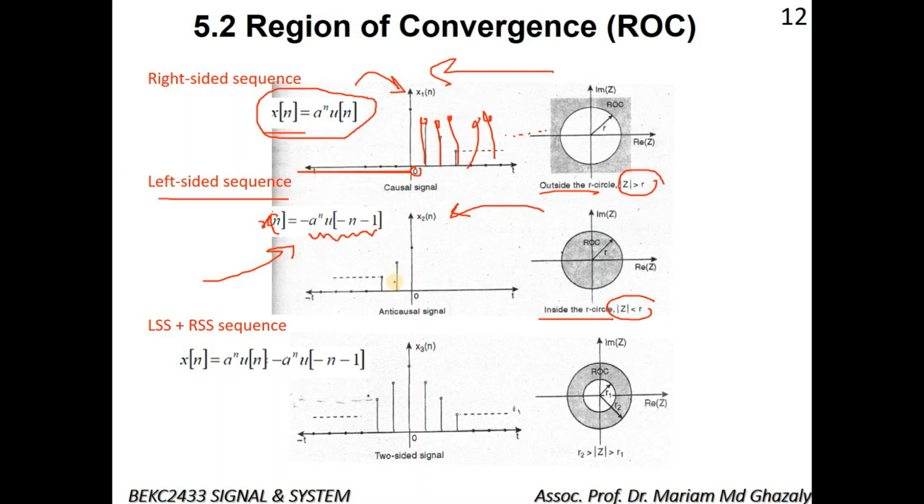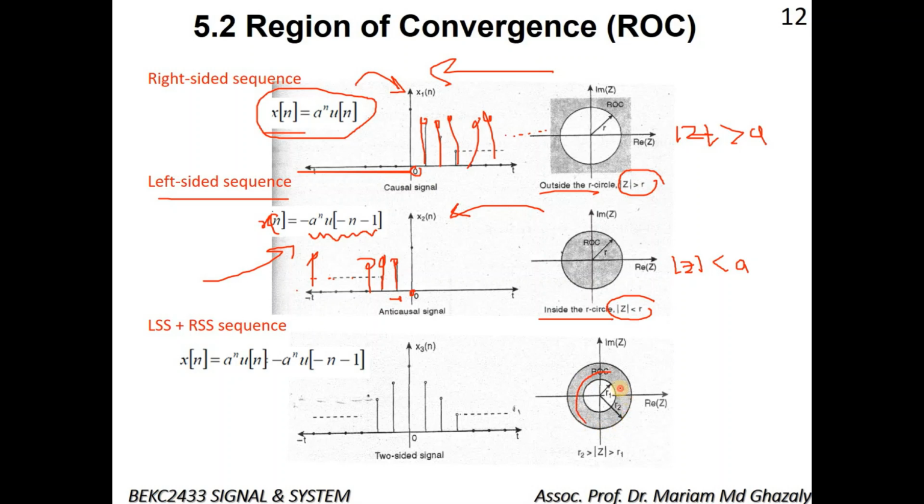Left-sided sequence means that you have the signal at 0, and then from minus 1 you have the signal towards minus infinity. This is what it means by left-sided sequence. With a left-sided sequence, automatically you know that the signal will have |z| less than the value a or R. If you have the right-sided sequence, you have |z| more than a.